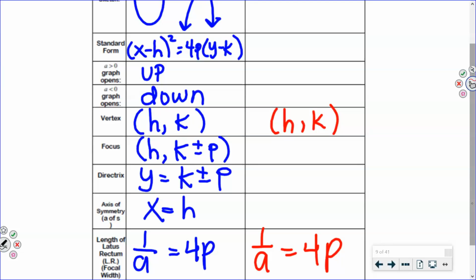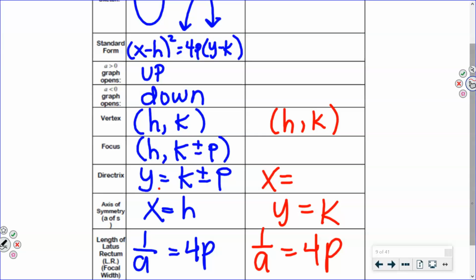And then everything's just flipped, y'all. If you have an axis of symmetry of x equals h, then here it's going to be y equals k. x equals h, y equals k. So if the directrix starts with a y value for a vertical, then it starts with an x value for a horizontal.